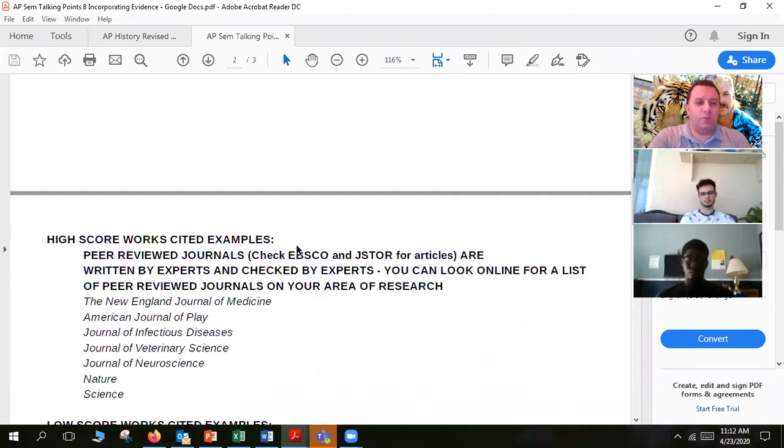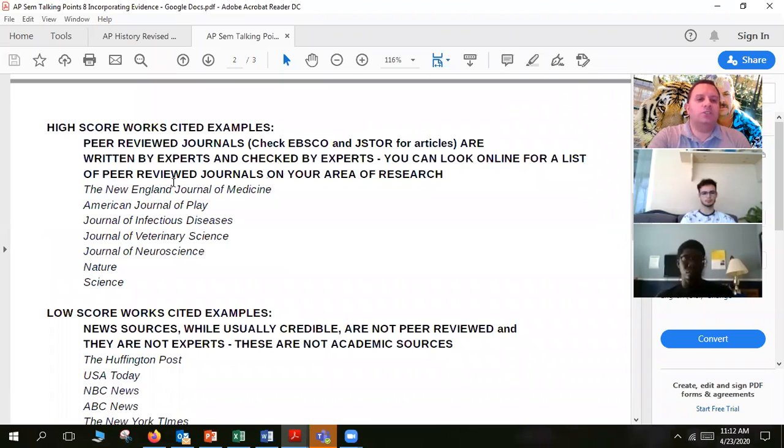Well, here's what they're looking for. These are the sources that generally receive very high scores. Basically, they are looking for the majority of your sources to come from peer-reviewed sources. If you're using any of those journal sites like EBSCO or JSTOR, those are all going to be peer reviewed for the most part. Just make sure you check that box when you search. But they are looking for peer-reviewed journals here.